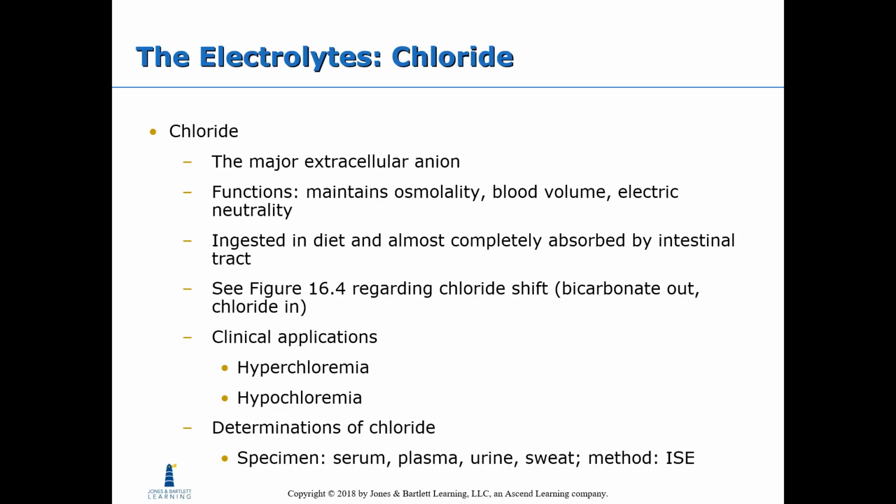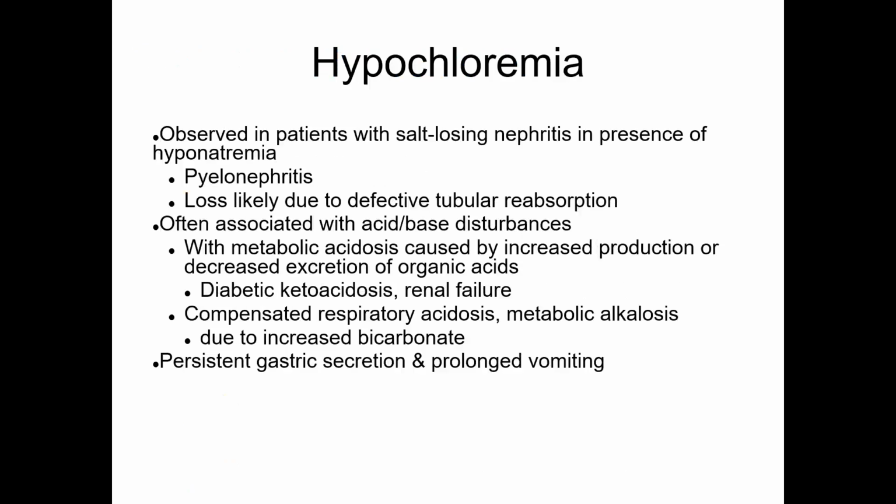Determinations of chloride, the specimen, serum, plasma, urine, sweat. The method is ISE, ion-specific electrode. So we have hypochloremia, observed in patients with salt-losing nephritis in the presence of hyponatremia. Pyelonephritis, the loss is likely due to defective tubular reabsorption. It's often associated with an acid-base disturbance.